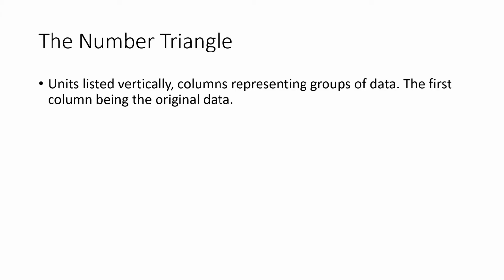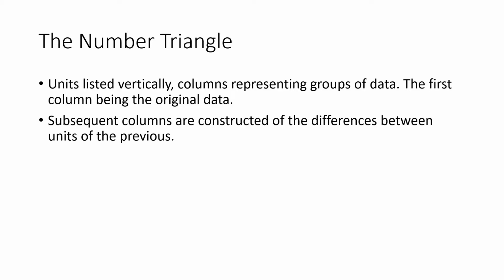Okay, let me define what I mean by number triangle. A number triangle is constructed from units listed vertically, columns representing groups of data, the first column being the original data. Subsequent columns are constructed of the differences between the units of the previous.